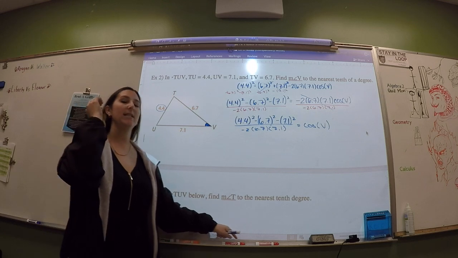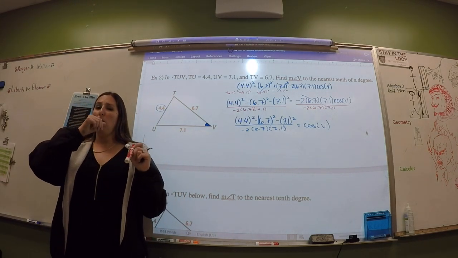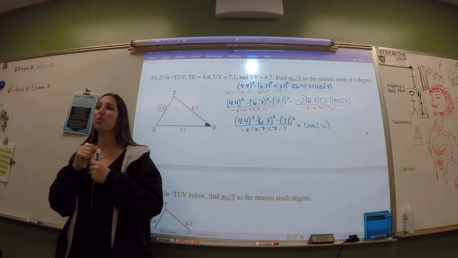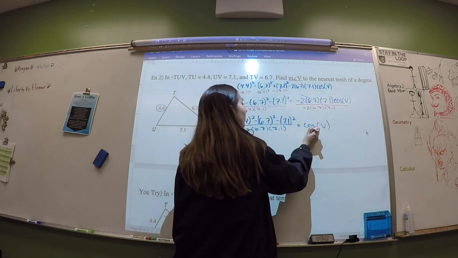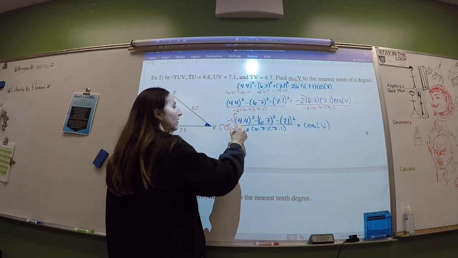Okay. And now we need to get the cosine away from the V. How do we solve for an angle? So it will be the inverse cosine, right? The only way we can get rid of this is by using the inverse cosine of all of this.